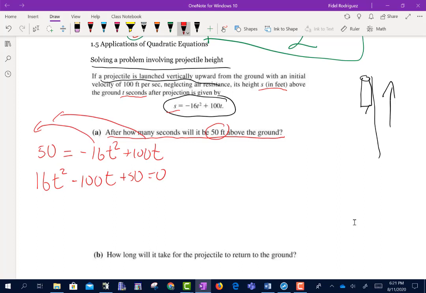Now, to make my numbers a little bit smaller, I'm going to divide everything by 2. Okay? It's just going to make my numbers just a little bit smaller. So now I'm going to have 8t squared minus 50t plus 25. 0 divided by 2 is still 0. Okay, now that we know that part, let's write down our numbers A, B, and C. Okay, so A is 8, B is negative 50, C is 25.